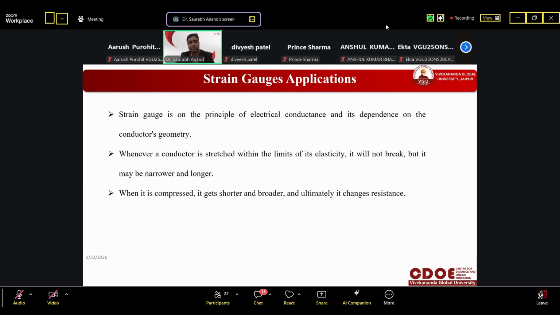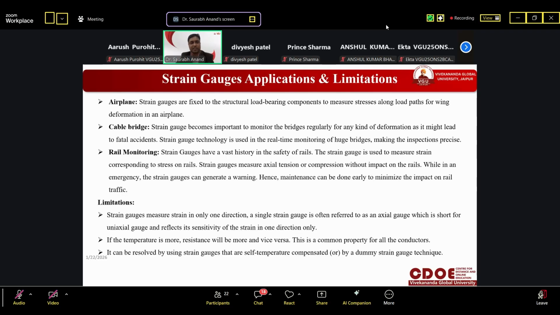Where do we use it? We can use it on the basis of the application, like an airplane. There are wings, so whenever it is flying in the air, there will be continuous force upon that. What force it can bear, what force it is experiencing, we have to continuously monitor.